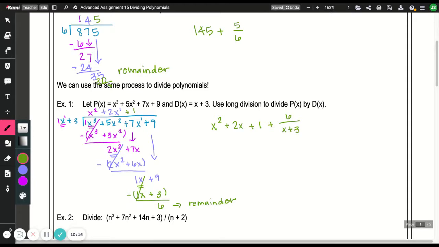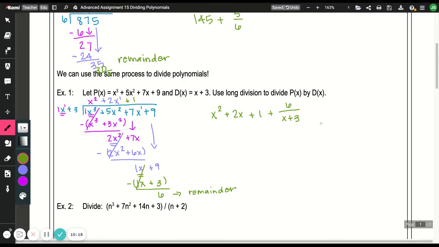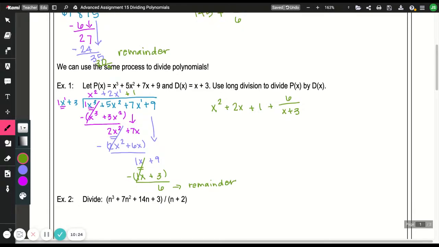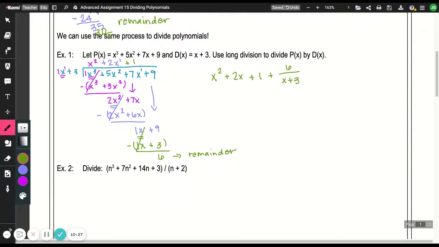Okay, let's try another one. I know they seem crazy. This is one of those things that's like, what, when we start it, but the more we do and just practice and repeat, it does get easier.